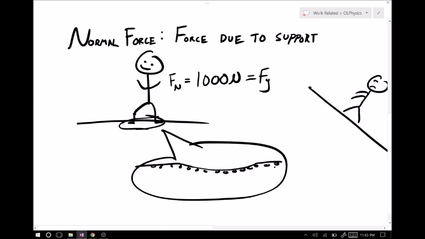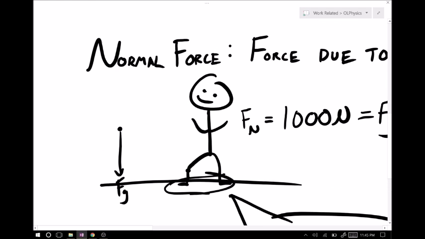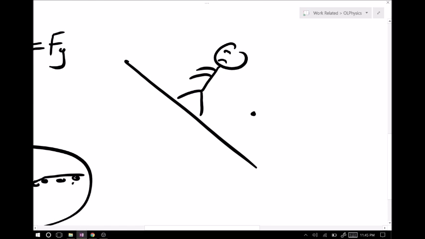So in this first example, if we were to draw a free body diagram, we'd have the weight going this way, which is Fg, and the normal force going up with the exact same amount. Notice that the normal force is perpendicular to the ground. If this person's on an incline, weight always points down. But now, if he is on an incline, normal force points perpendicular to the surface.